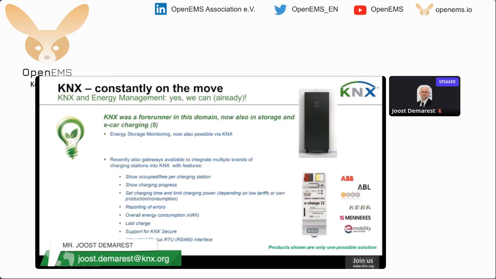Okay, recently KNX has also been extended towards application domains that were previously not covered by it. Totally new application domains, because they didn't exist before. These are also application domains that are expected to grow a lot in the near future. The first thing is energy storage monitoring. This is now also possible with KNX. We have an energy storage manufacturer that has recently become a member of KNX and has a module that allows to transport information on the energy storage onto KNX.